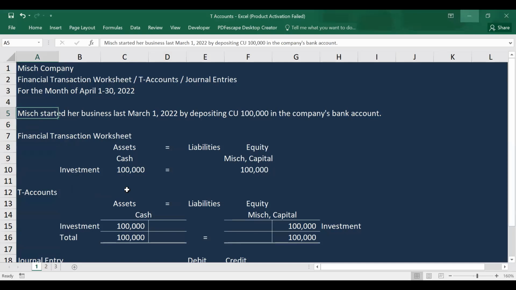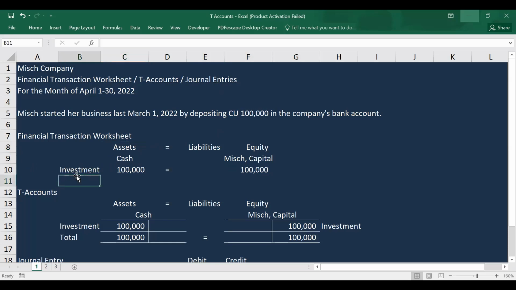So what is deposited? It is cash. So we will indicate a cash amounting to 100,000 currency units on the assets, and then from there, we will identify the related credit, which is the capital. So since she started her business, she deposited an investment amounting to 100,000 currency units. Okay, so as you can see, the total assets is equal to the total liabilities and equity, which is 100,000 currency units, and the transaction is balanced.